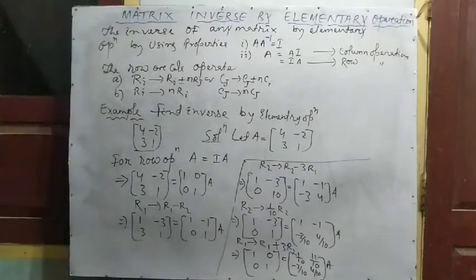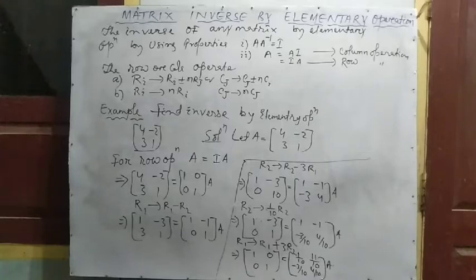Today we will discuss matrix inverse by elementary operation. What do you mean by the elementary operation? Elementary operation means, in a matrix, there are two things. One is the row and the other is the column. What do you mean by the operation of the row and column? Operation of the row and column means addition, subtraction, multiplication and division.